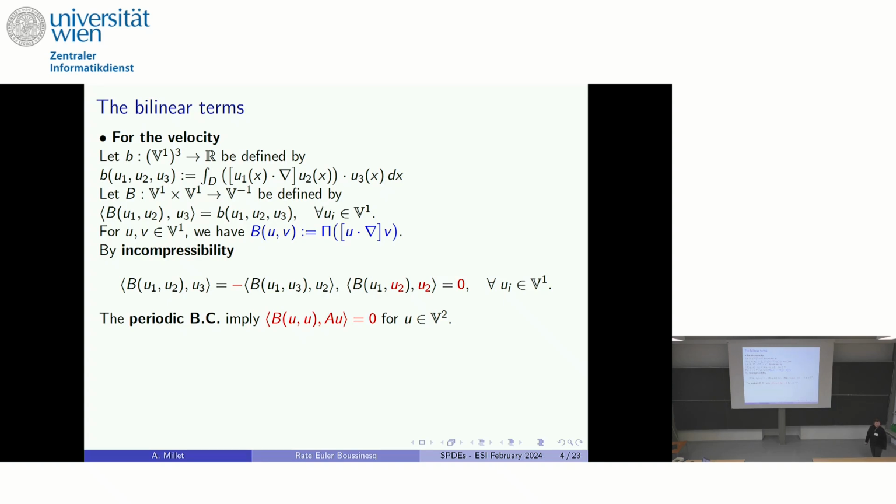Okay, because it's an incompressible fluid, I know that it has a very important property. If I exchange here u2 and u3, I get a minus sign, which of course means that if u2 equals u3, it equals 0, which is extremely handy for technical reasons.